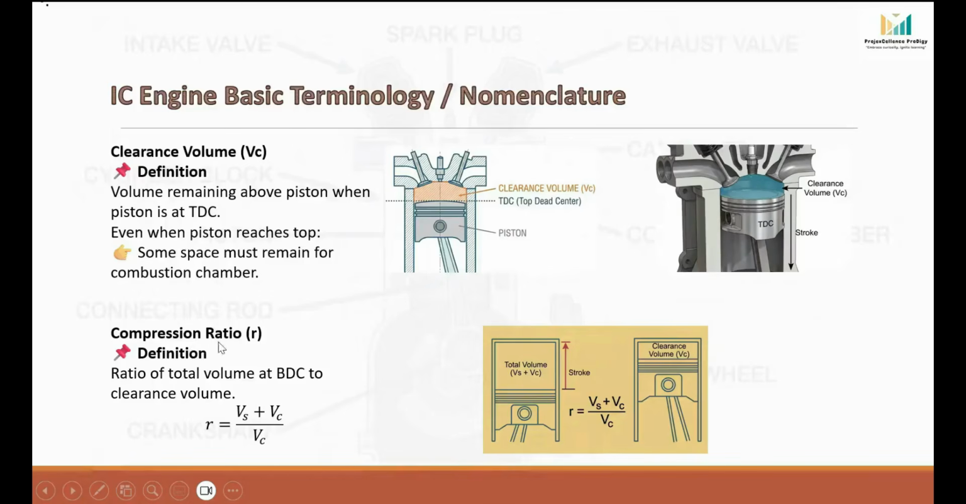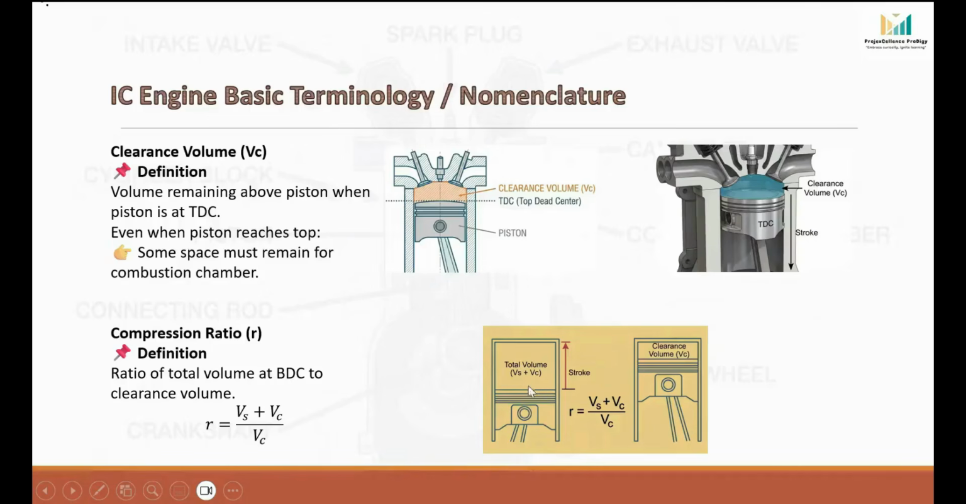Compression ratio. It is represented with small r. Compression ratio is the ratio of total cylinder volume at BDC to clearance volume at TDC. Means (Vs plus Vc) divided by Vc, where Vs is swept volume and Vc is clearance volume. Compression ratio tells us how many times the air or air-fuel mixture is compressed. Suppose compression ratio is 10:1, it means the volume at BDC is 10 times the volume at TDC. The air or air-fuel mixture is compressed into 1/10 of its original volume.